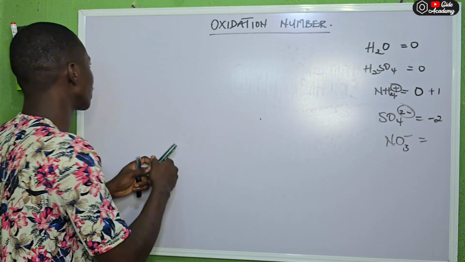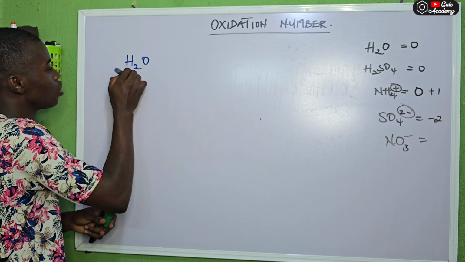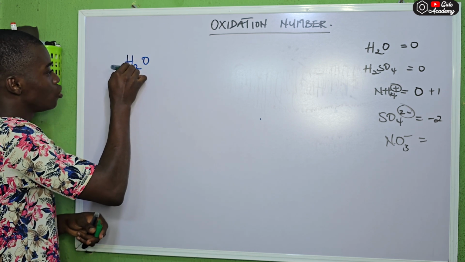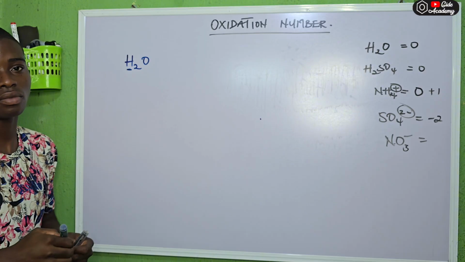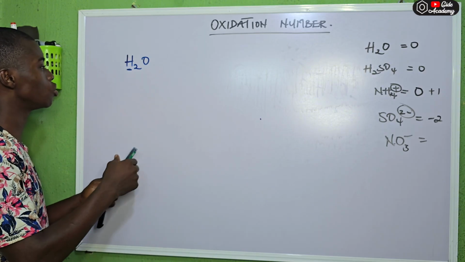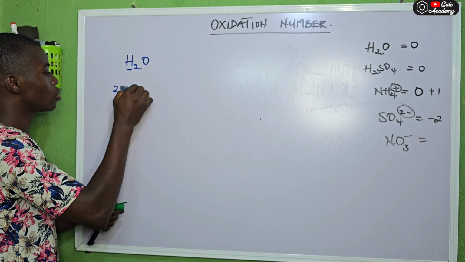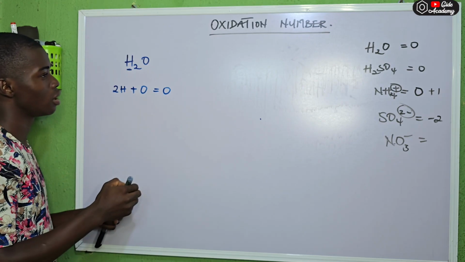Now let me pick the water again. A question might come in this format: what is the oxidation number of hydrogen in water? What you should do is, how many hydrogens do you have there? 2H plus oxygen is equal to 0.